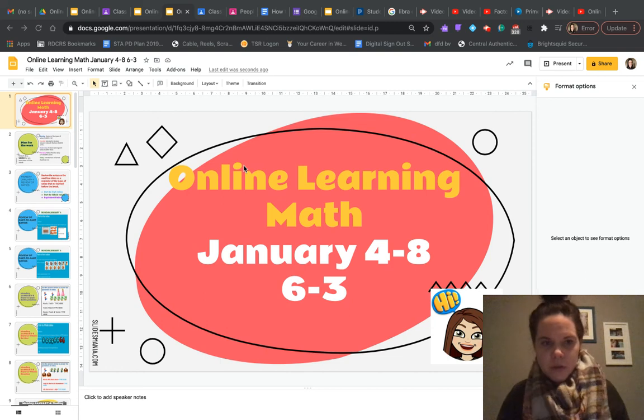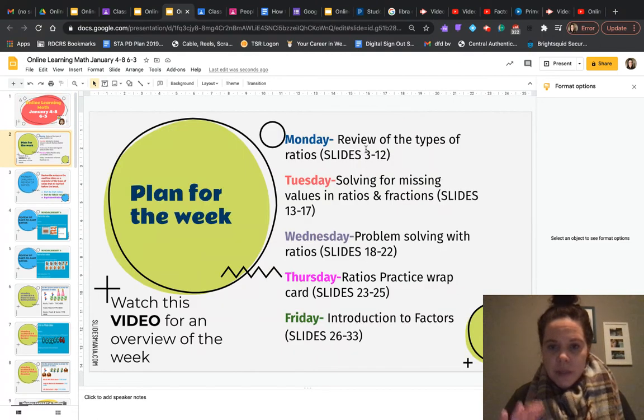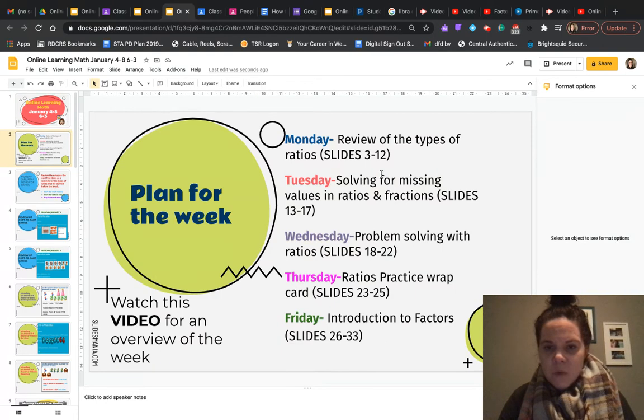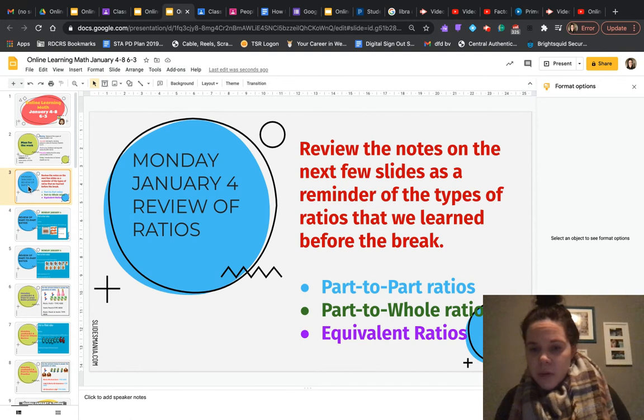Alrighty, I'm going to do just a quick overview of math for this week. Starting on slide 2 here, it tells you what slides to work through every day and the topics for every day. Okay, so on Monday, it's just going to be a review of what we did before break with ratio.